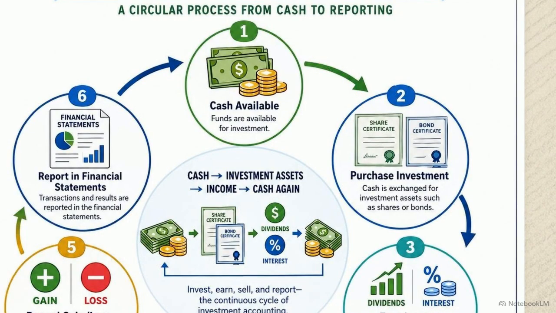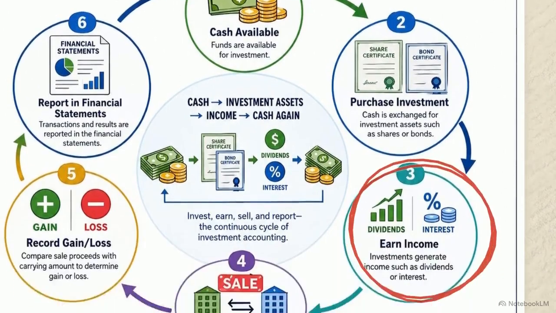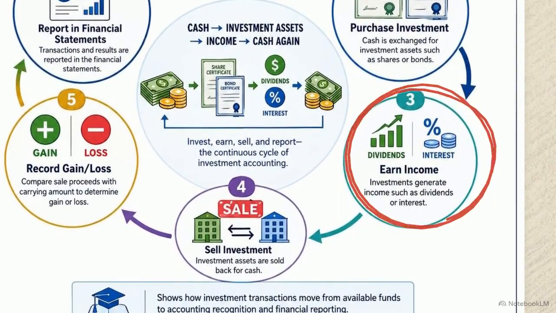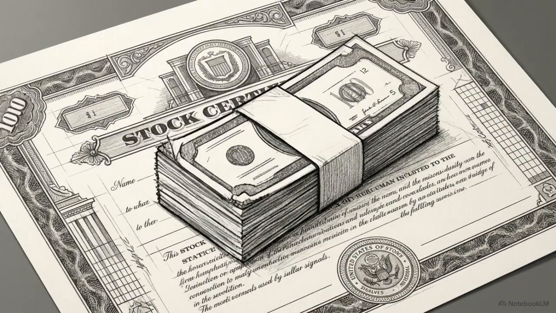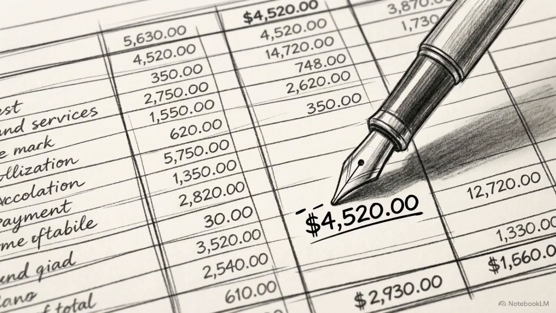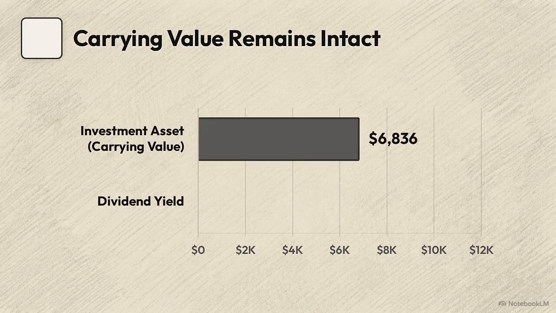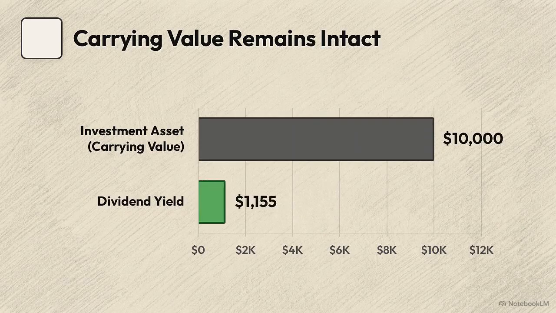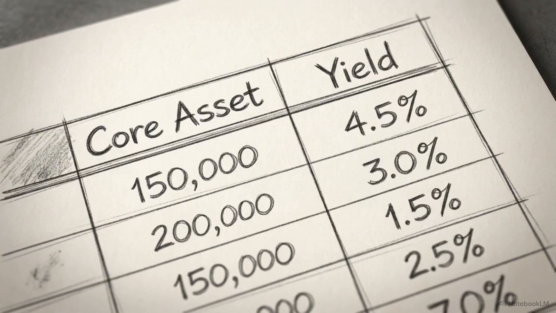Once held, the asset enters the yield phase, generating periodic financial returns as shown in Step 3. These returns typically take two forms: dividend income derived from equity shares, and interest income derived from debt instruments like bonds or fixed deposits. As these funds arrive, the company debits cash for the receipts and credits a specific investment income account. Crucially, these income flows do not alter the core carrying value of the investment asset itself. The yield is recorded as an entirely separate stream of earnings.